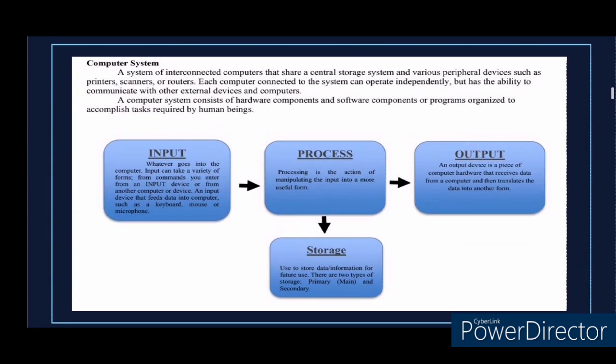Okay, so computer system. A computer system is a system of interconnected computers that share a central storage system and various peripheral devices such as printers, scanner, or router. So basically, ito po yung mga sinasaksak natin, inaalis natin sa computer for us to be able to perform tasks. Like for example, yung mga pagpiprint. For example natin, internet connections, yung mga ganyan po yan. So later, isa-isahin po natin yung mga input, process, output, and storage na yan.